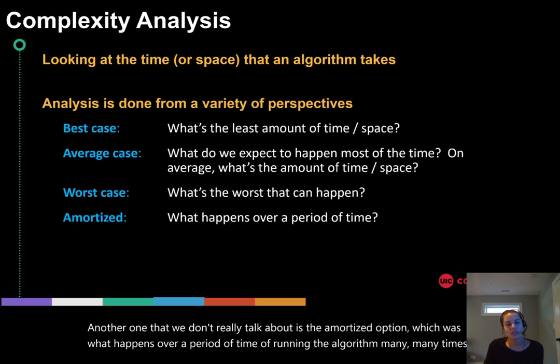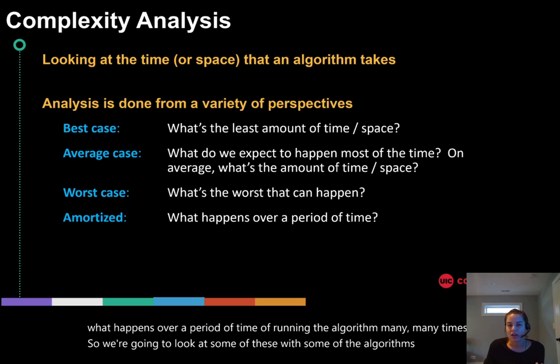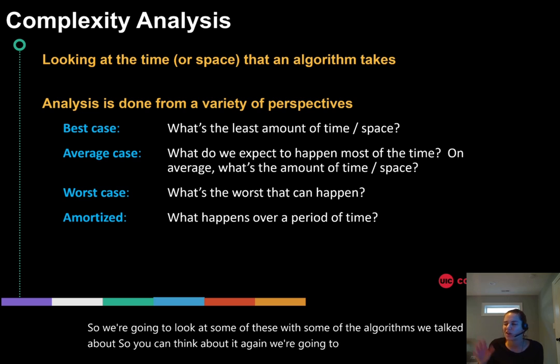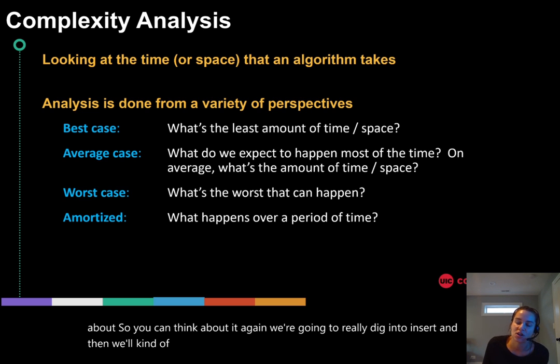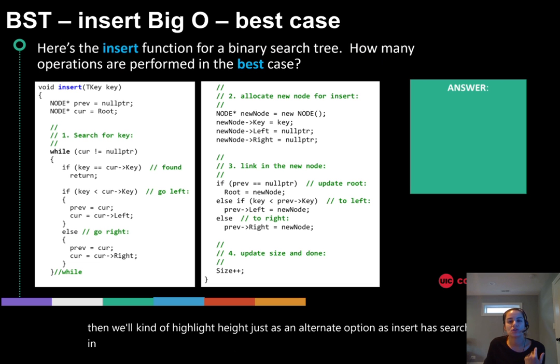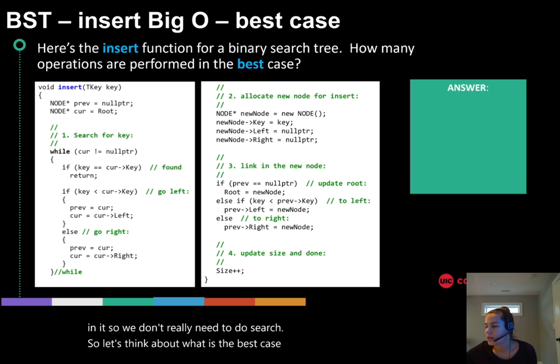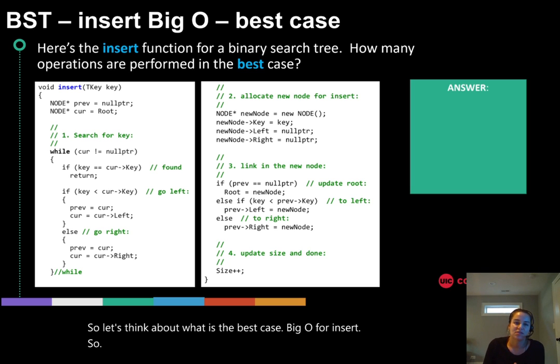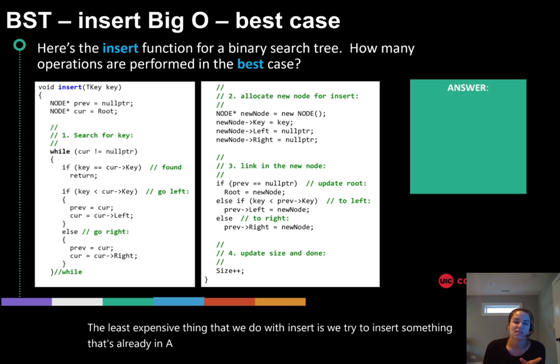So we're going to look at some of these with some of the algorithms we talked about. We're going to really dig into insert, and then we'll highlight height just as an alternate option. As you know, insert has search in it, so we don't really need to do search. So let's think about what is the best case big O for insert. The least expensive thing that we do with insert is we try to insert something that's already in a tree, because we've set up our insert function so that if it's there, then it's the easiest thing to do.